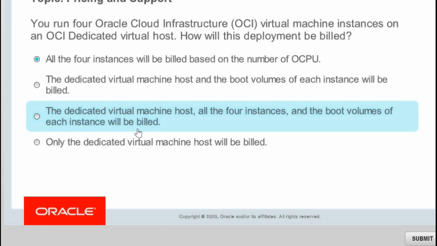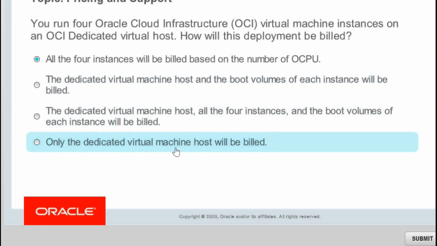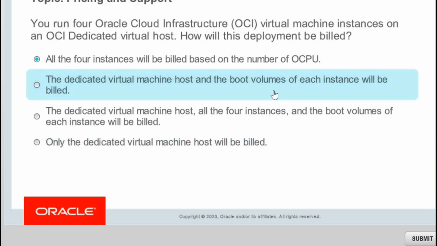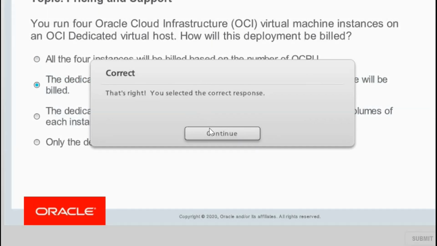That doesn't look right, because the option also says all the 4 instances, and it is not clear how you are going to bill all the 4 instances, by their CPU or by their memory. That part is not clear, so this is not right. Only the dedicated virtual machine host will be billed. Well, that is also not right. That only bills the host but not the virtual machines. You will bill the virtual machines on the basis of the boot volume they are using, because they are using additional boot volume on that virtual host. So I select the second option and see if that is right or not. Well, that is also right.